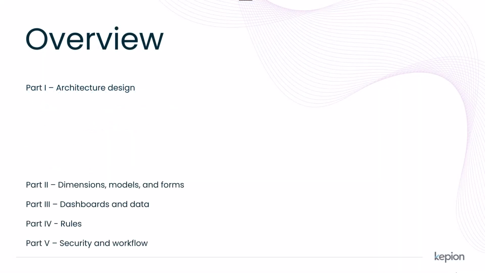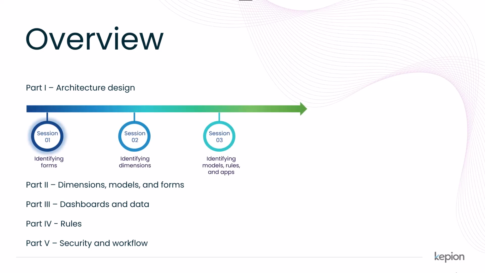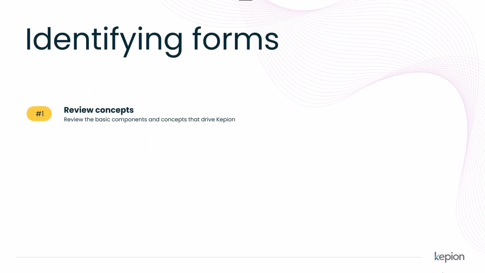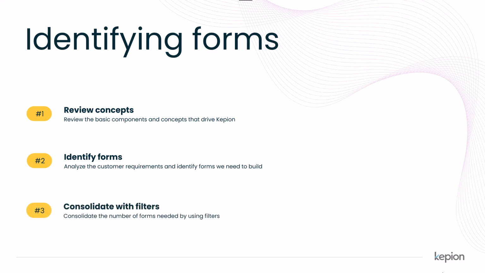In part 1 of this series, we'll walk through the process of translating customer requirements into a Kepion application. In this session, we'll begin by reviewing some basic Kepion concepts. Then we'll tackle the first step of the architecture design process by identifying the forms we need to build. And lastly, we'll see how we can use filters to consolidate the total number of forms we need.